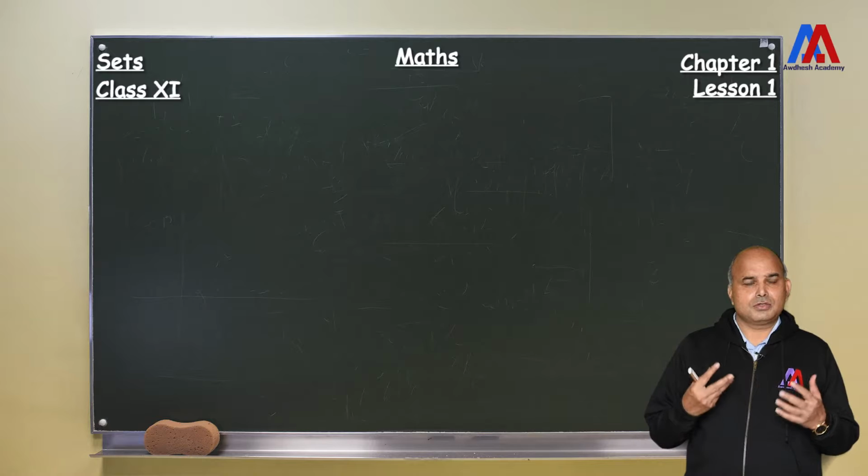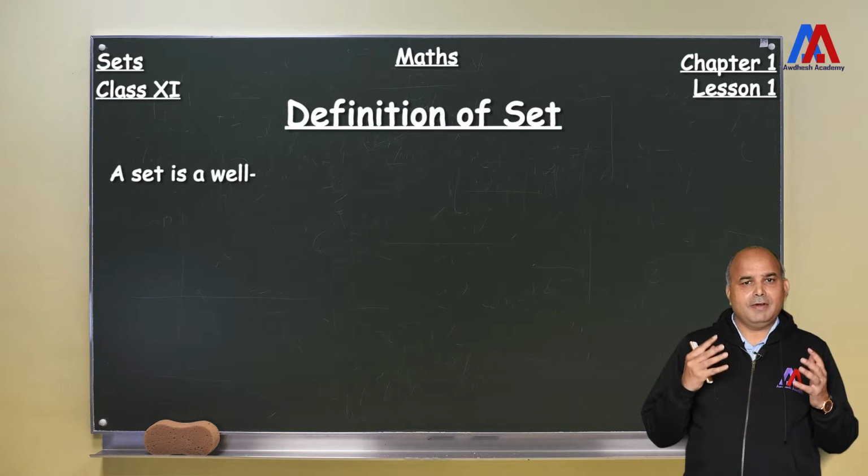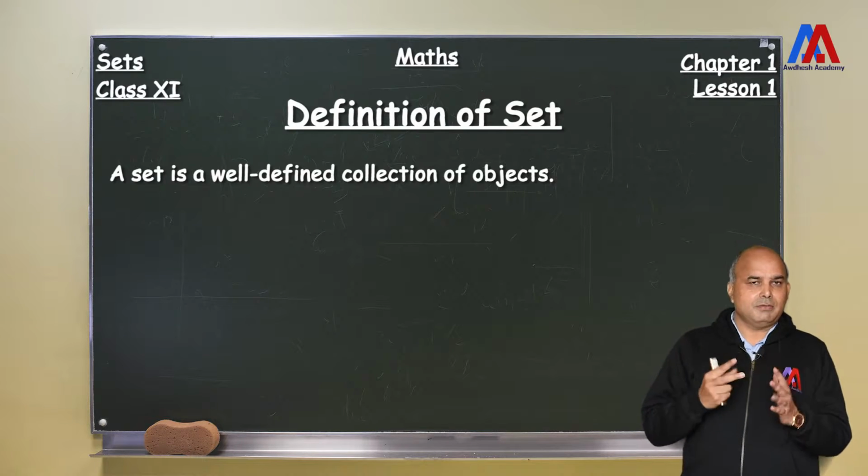Now let's go to the formal definition of set. A set is a well-defined collection of objects. So number 1, it is a collection of objects. Number 2, it should be well-defined.